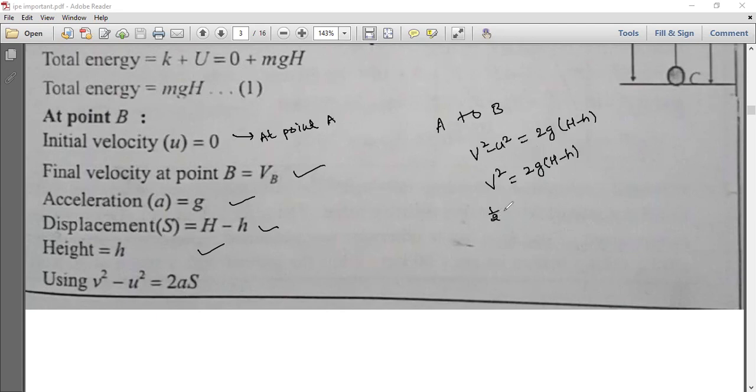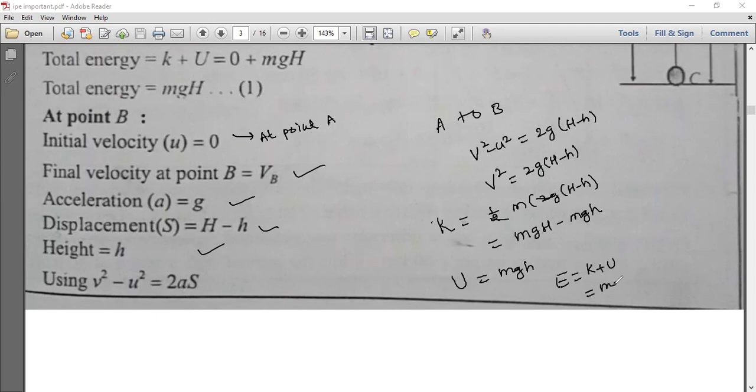So v square is equal to 2g into (H minus h). Now just find out kinetic energy. K is equal to half into m into 2g(H minus h). So this 2 and this 2 will get cancelled. So this is mgH minus mgh. This is the kinetic energy. And potential energy is what? mgh.